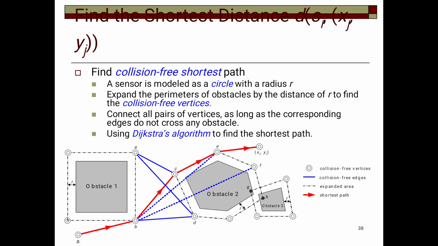You see, the one in red is the shortest path. We have collision-free vertices. We use Dijkstra's algorithm to find the shortest path.